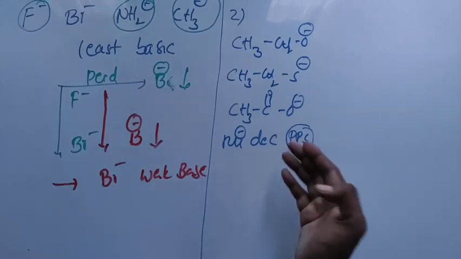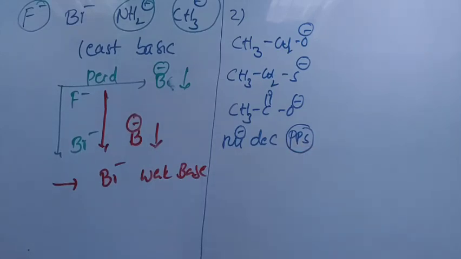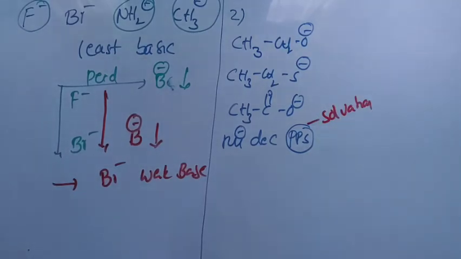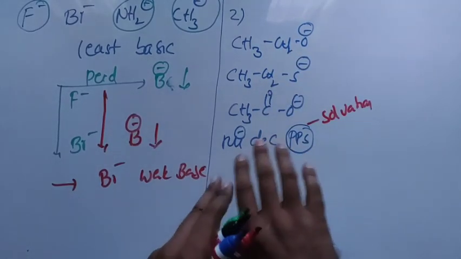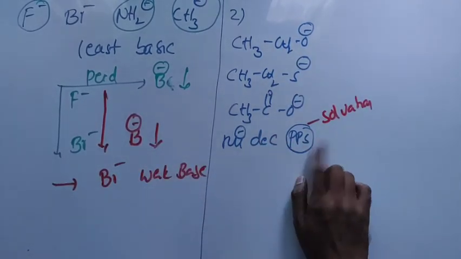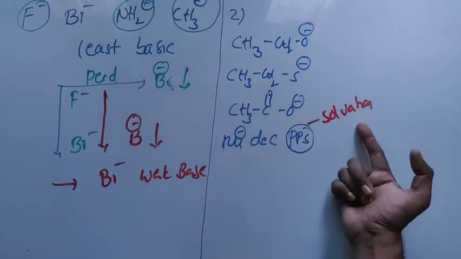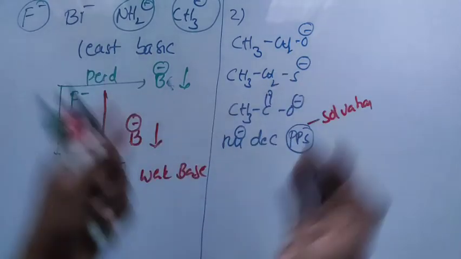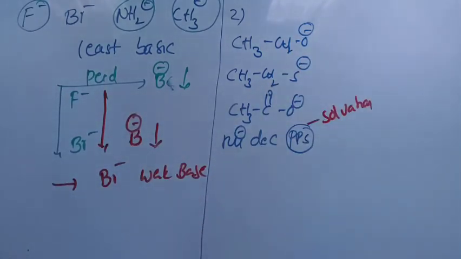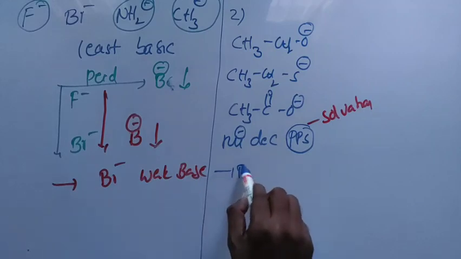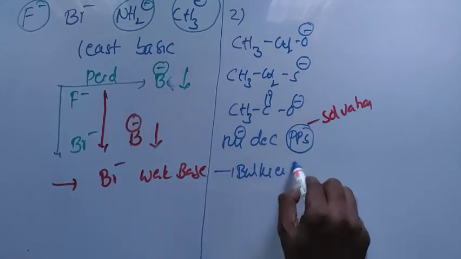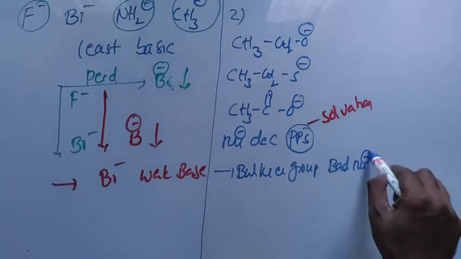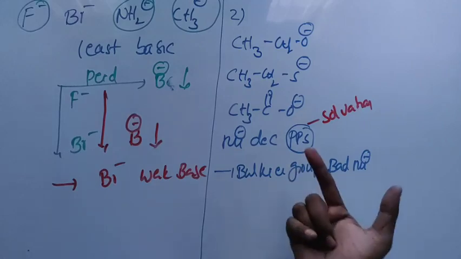As soon as you see polar protic solvent, your brain should scream, in polar protic solvent solvation is possible. Smaller the anion, it is solvated largely. Therefore, in polar protic solvent solvation is maximum. When solvation is maximum, size of the group increases. When size of the group increases, group becomes bulky. Bulkier group is a bad nucleophile.